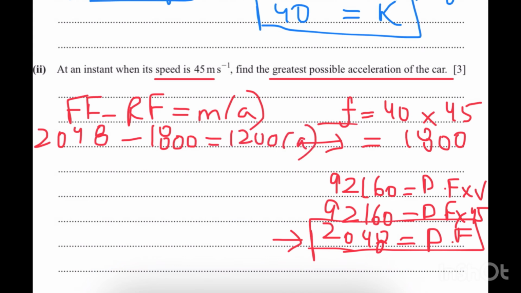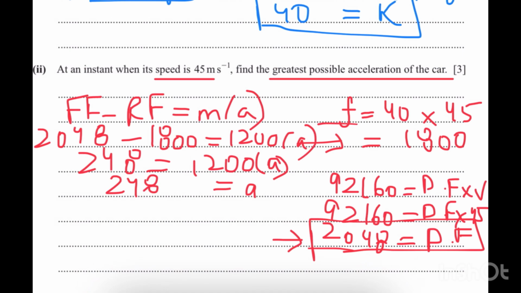So 2048 minus 1800 is 248, and this is 1200a, meaning that the maximum possible acceleration is 248 divided by 1200.